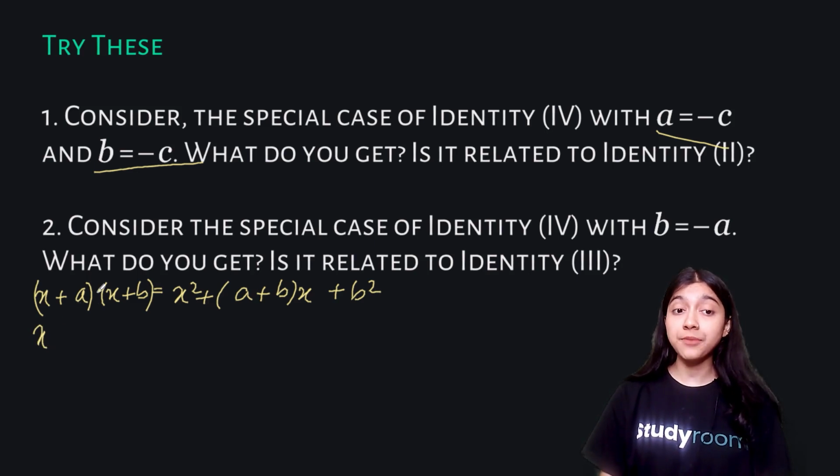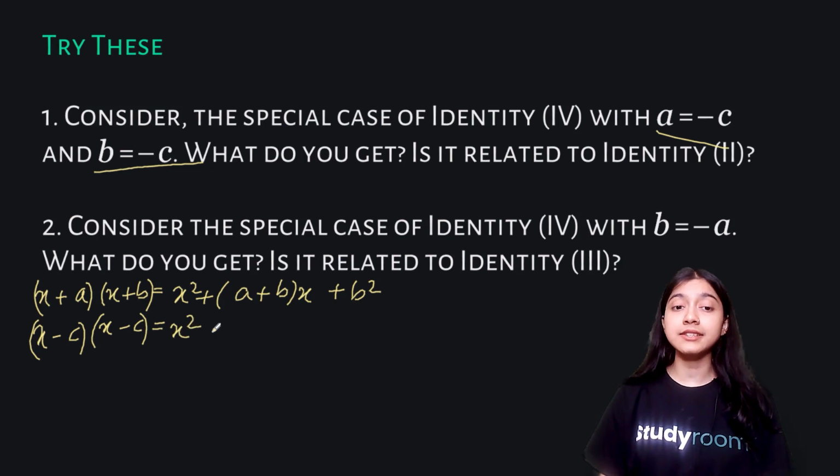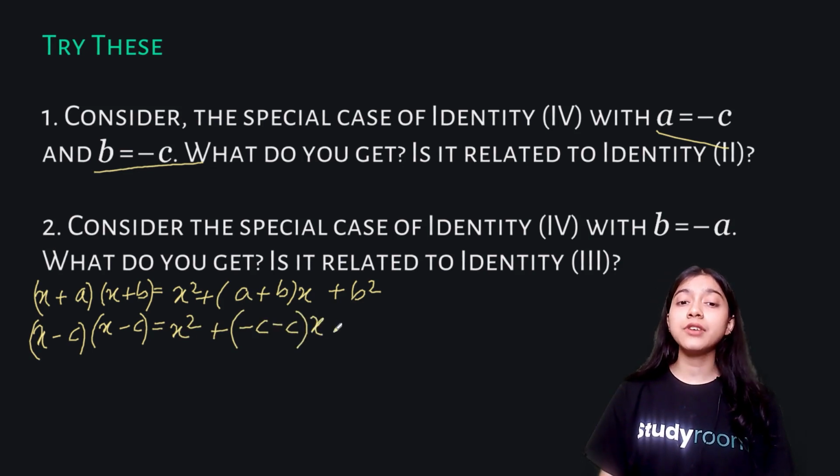In case of a, in this place I have to write minus c. So, I'll write x minus of c. Again in place of b I have to write minus c. So, I'll write x minus of c is equal to. In case of x I have to write x only. So, this will be as it is, that is x square. Over here we have to make some changes. In place of a I'll write minus c. In place of b again I'll write minus c. And over here I'll write x.